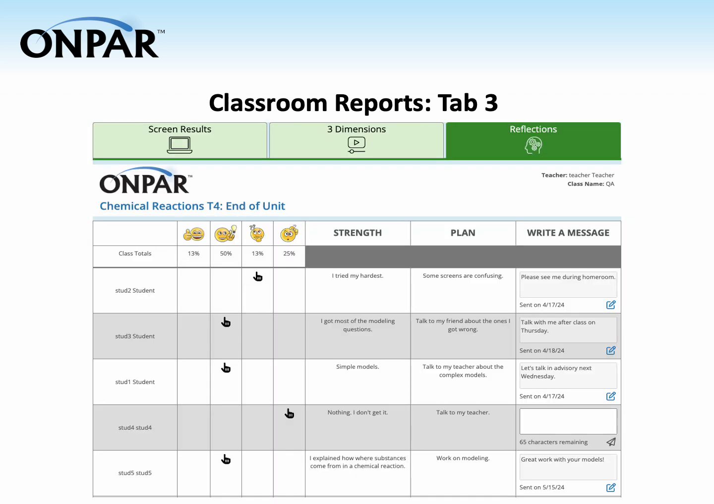Finally, in the Reflections tab, we give you the information students put into their final tab of the report. What emoji did they choose? What strength and plan did they identify? Finally, there's also a space to write a message to your students. It can just be a quick way to give them some feedback after you spent some time looking at your own report.